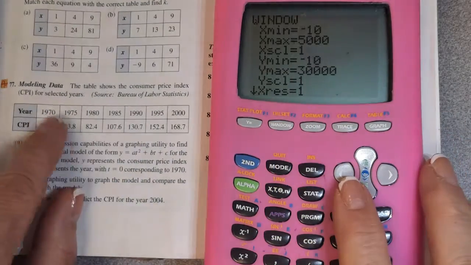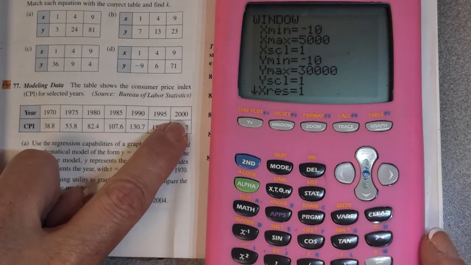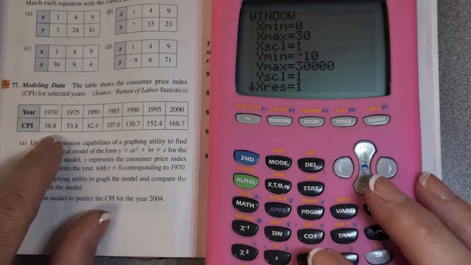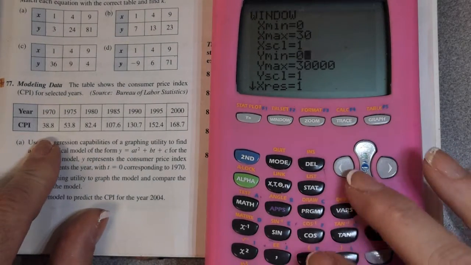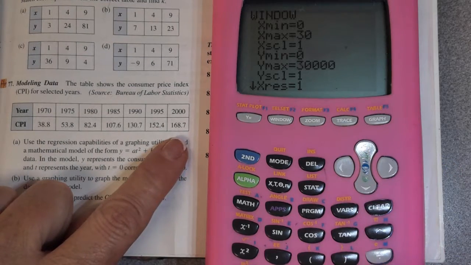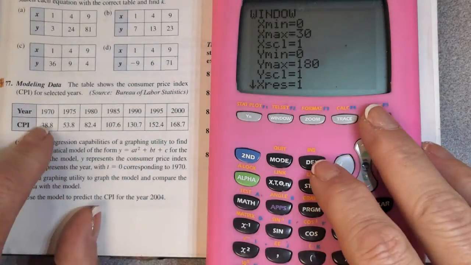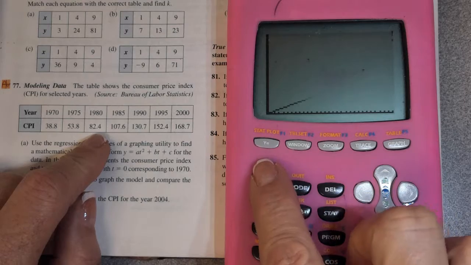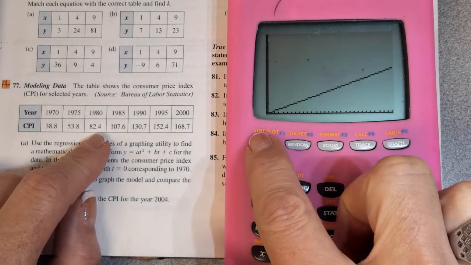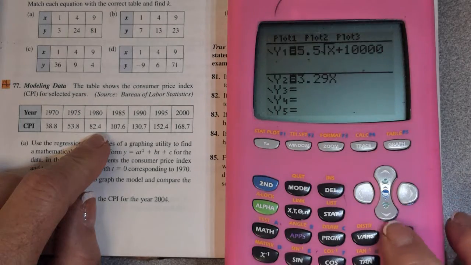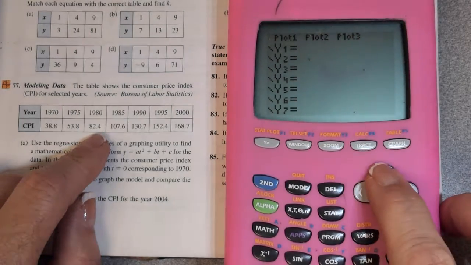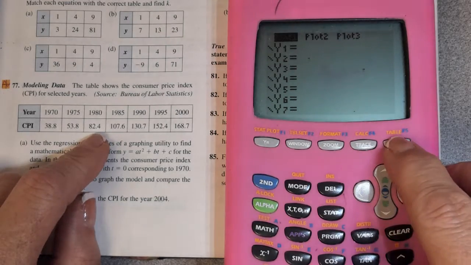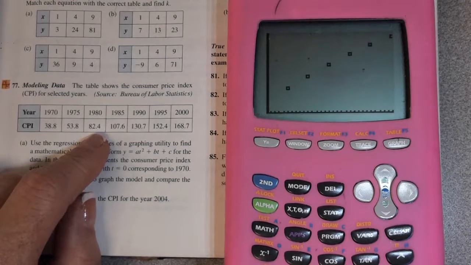I have to set up my window. My X's are going from 0 to 30. My Y's are going from like 0 to 168 is the highest I see. I'll go to 180. Again, this one I can see my data, so I can adjust my points. The reason I'm not seeing my points right now is because I didn't turn on my stat plots. I'm seeing that old line from that other problem. I should delete those. I want to turn on my stat plots by highlighting it and pushing enter. And now when I hit graph, all I'm going to see is my points because I haven't made up my line yet.